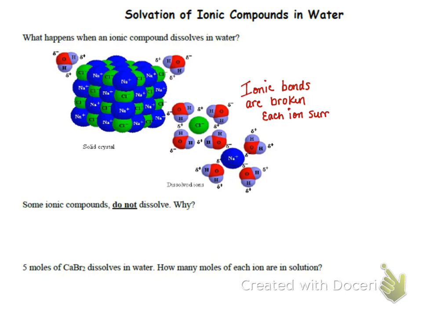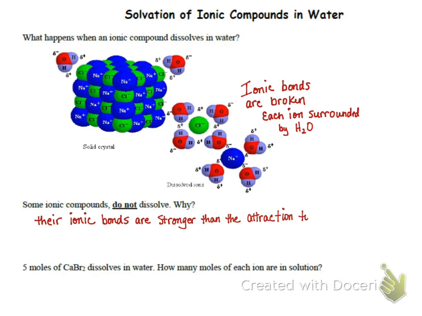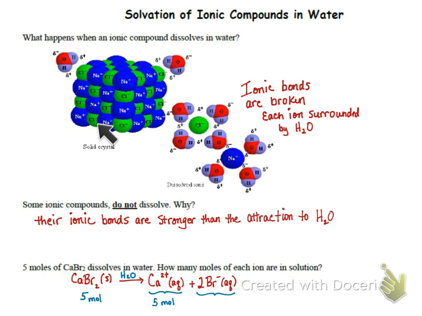So the first thing to think about is what happens when a solid, an ionic compound, dissolves in water. For example, if we have sodium chloride, which is a salt, a white solid, and we put it into water, it dissolves pretty well.